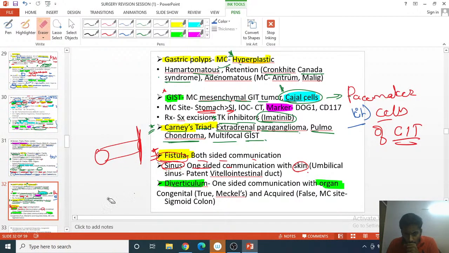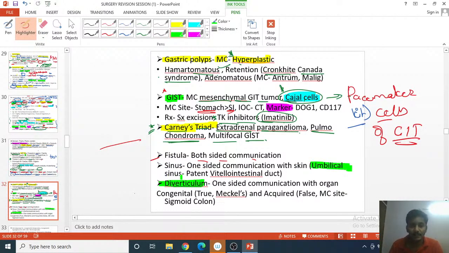Please remember, okay. So sinus के बारे में अगर हम बात करें, so there can be a umbilical sinus. Okay, umbilical sinus is due to what? Patent vitellointestinal duct. Okay, so याद रख लेना ये नाम, we'll come across this once again. So patent vitellointestinal duct can lead to umbilical sinus. Or diverticulum, there is one-sided communication with organ. Diverticulum, either it can be congenital or it can be acquired. So congenital diverticulums are always true diverticulums. Please remember this.